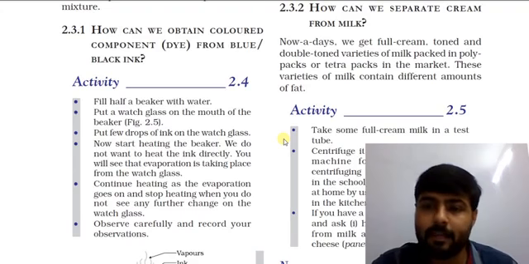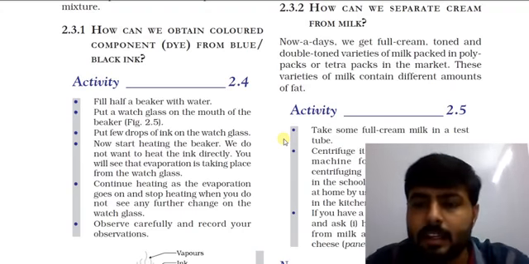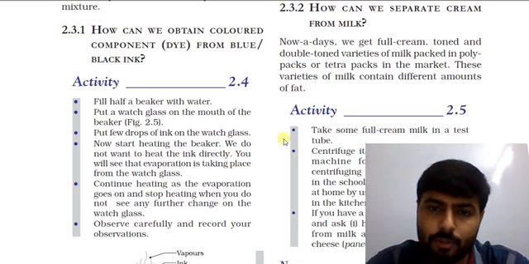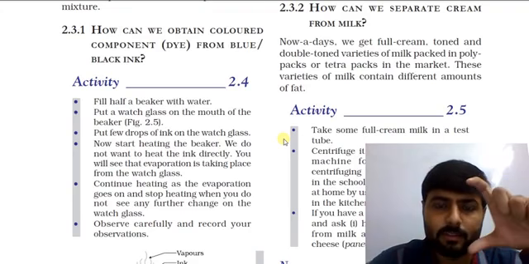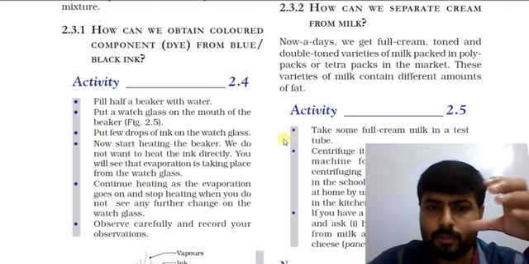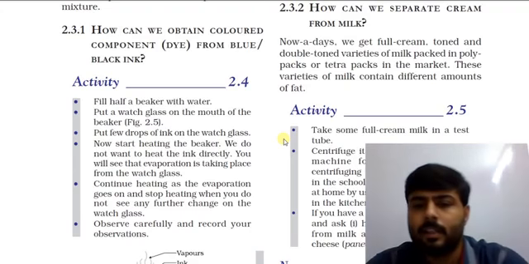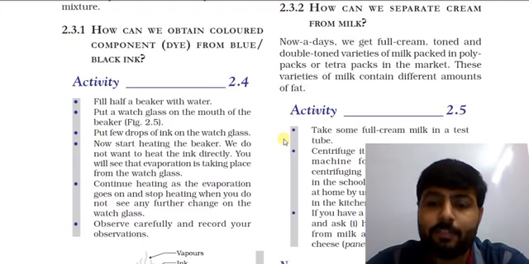Nowadays we get full cream, toned and double toned varieties of milk pack in polypacks or tetra packs in market. We have milk in pouch, but you also have seen polypack and tetra pack. You have seen that pack, the fruity, real fruit juice and all. You have seen that that is a tetra pack. These varieties of milk contain different amount of fat.